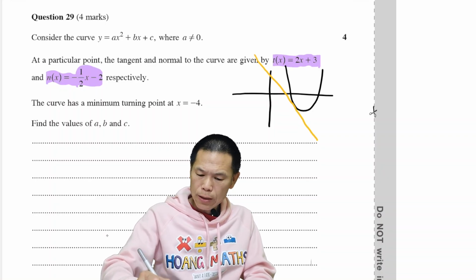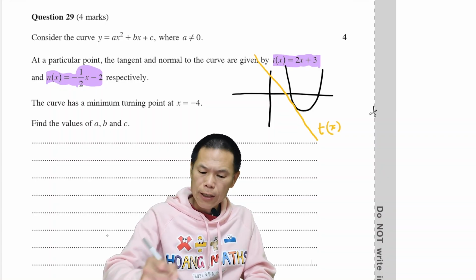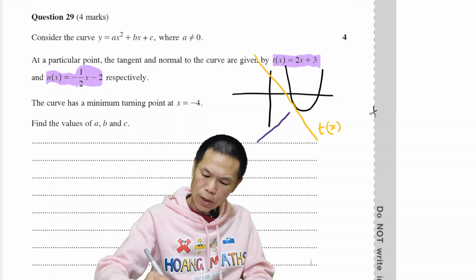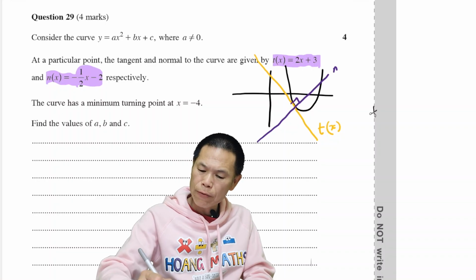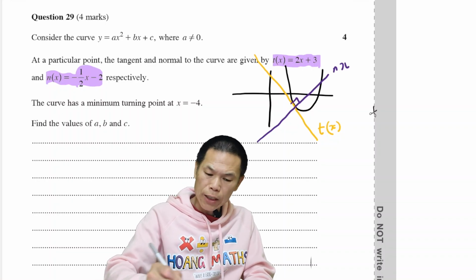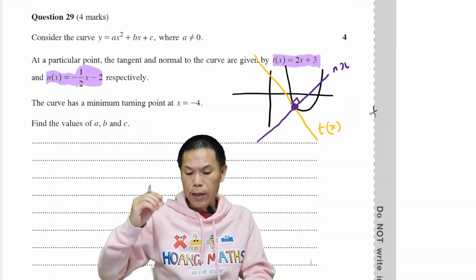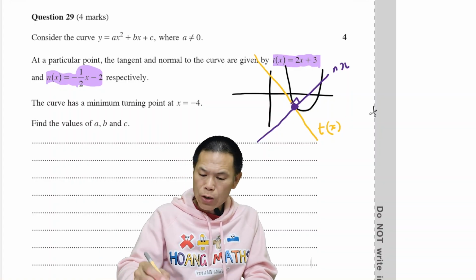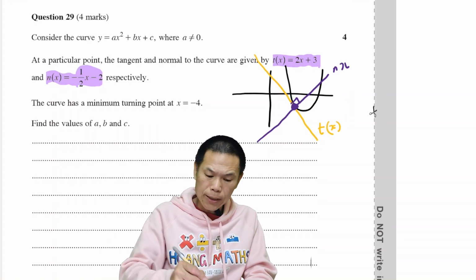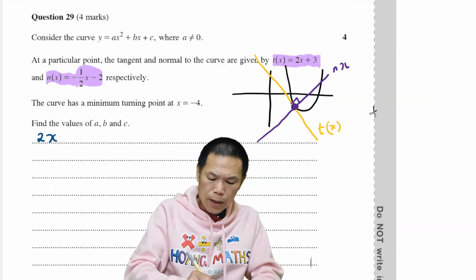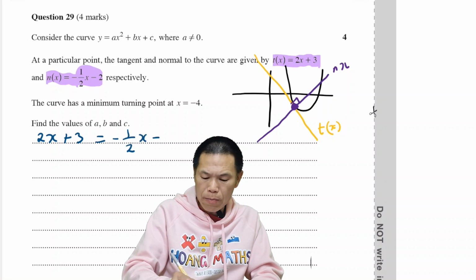So this is T of x, and then the normal is n of x. Let me just draw that. So this is the normal, this is n of x. Therefore, we can find this point here, the intersection, so we have the point x and y. When they're equal, that means n of x is equal to T of x. So that is 2x plus 3 is negative a half of x minus 2.